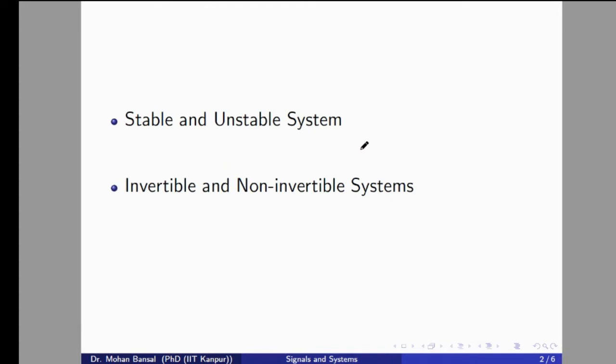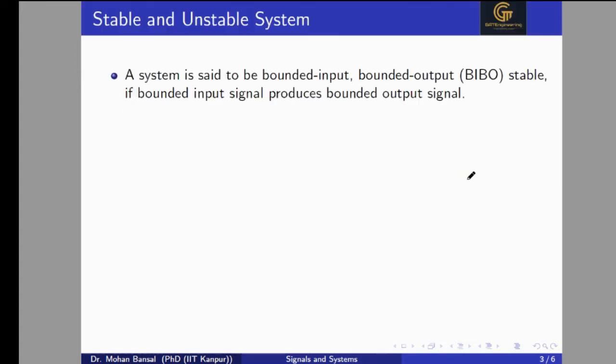In this video, we will talk about stable and unstable systems, invertible and non-invertible systems. So we'll check the system stability and invertibility. We'll check whether the given system is stable or not, or invertible or non-invertible. So first we start with the stability of the system.